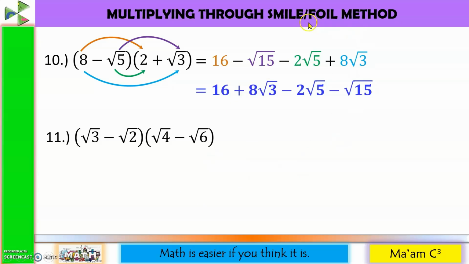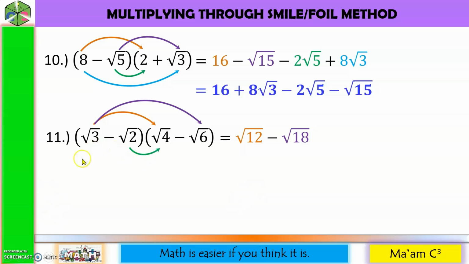Next one, this time I'm going to use the FOIL method. So the first terms is square root of 3 times square root of 4 is square root of 12. And then outer terms, positive square root of 3 times negative square root of 6 is negative square root of 18. Then the inner terms, negative square root of 2 times positive square root of 4 is negative square root of 8. And last one, the last terms, negative square root of 2 times negative square root of 6 is positive square root of 12.